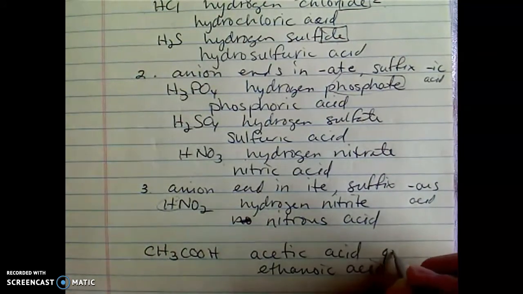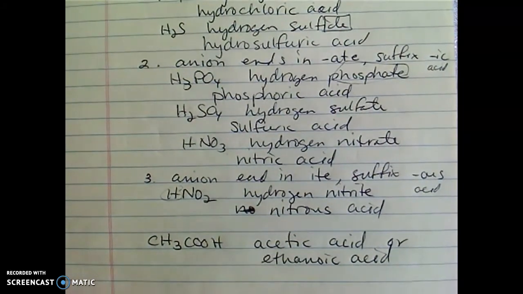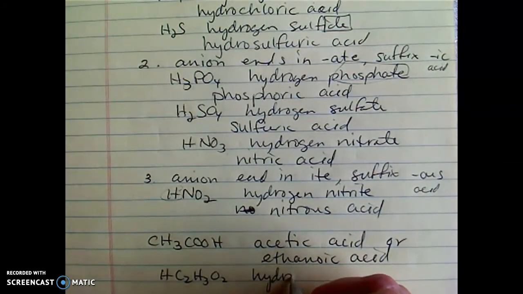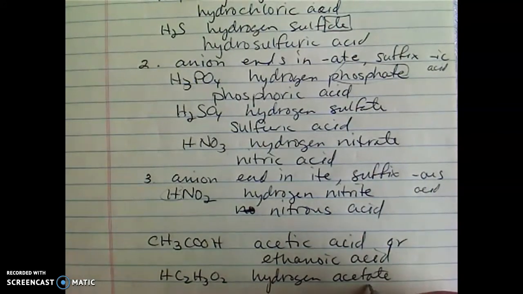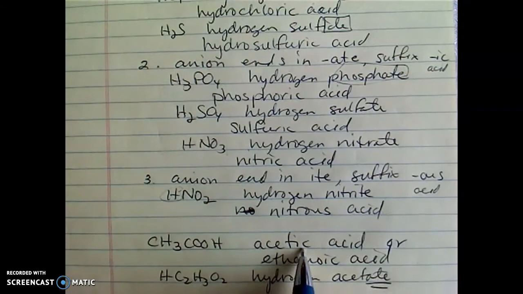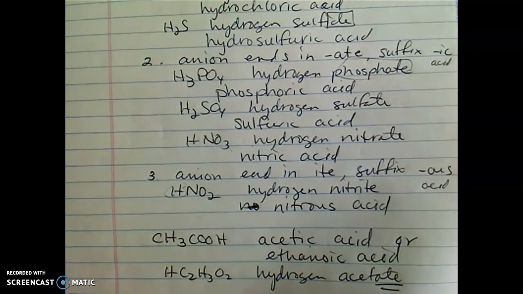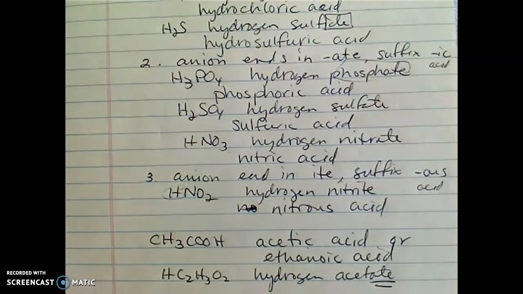Could have either name. Now the reason acetic acid comes up is we learned it as this, HC2H3O2, which is hydrogen acetate. Notice, it ends in -ate, therefore it becomes -ic, acetic. So it still follows the rules. All right, so what else do you need to know about acids?